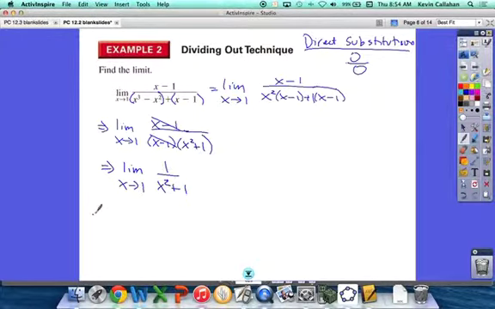So after dividing out the factor, direct substitution again. What do we get if we do direct substitution here? It's going to be 1/2, right? That's 1 over 1 squared plus 1, which is 1/2. So the limit equals 1/2. The function would have a graph that looks like this, except that it would have a hole at x equals 1. There would be a hole in the graph. So that's dividing out technique.